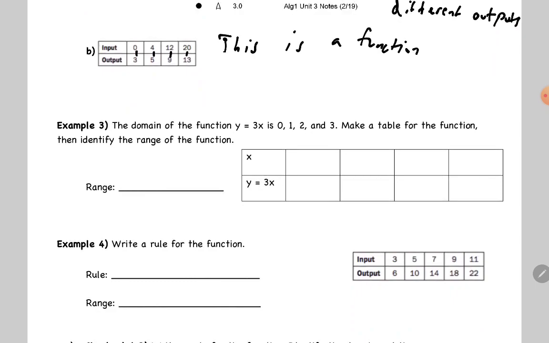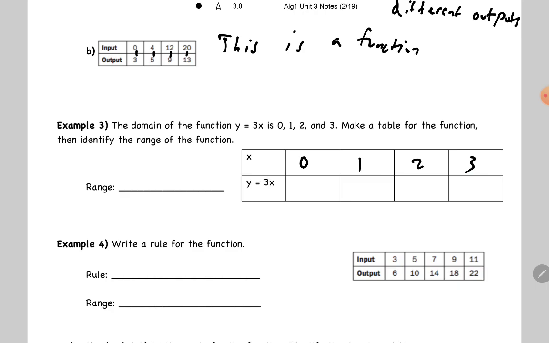Okay, the domain of the function y equals 3x is 0, 1, 2, and 3. So remember, the domain is our input. It is our x values. So 0, 1, 2, 3.